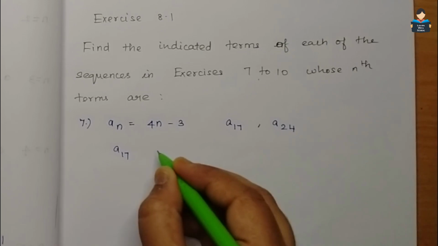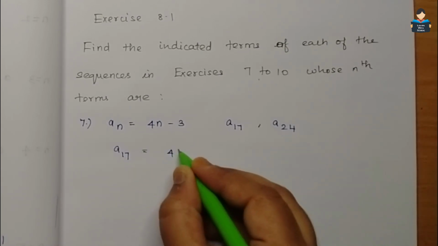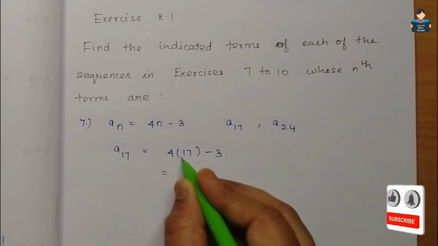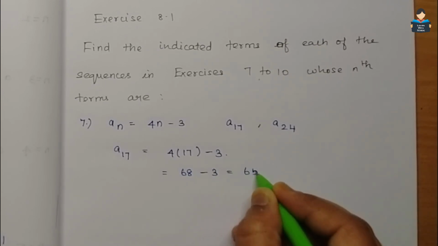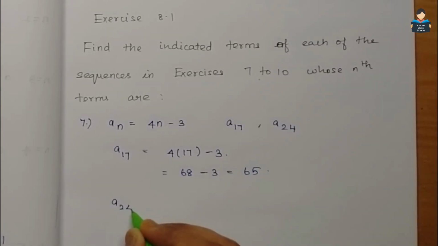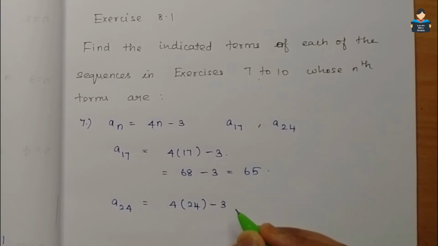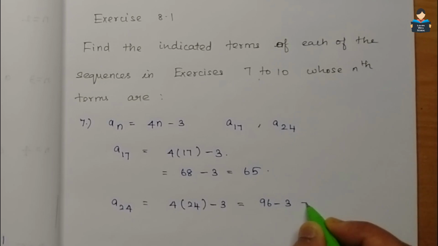So for a17, in the place of n we have to substitute 17. So 4 into 17 minus 3. 4 into 17 is 68 minus 3, which is 65. And a24: 4 into 24, we substituted 24 in the place of n, minus 3. So 4 into 24 is 96 minus 3, which is 93. But let us look at the next question.